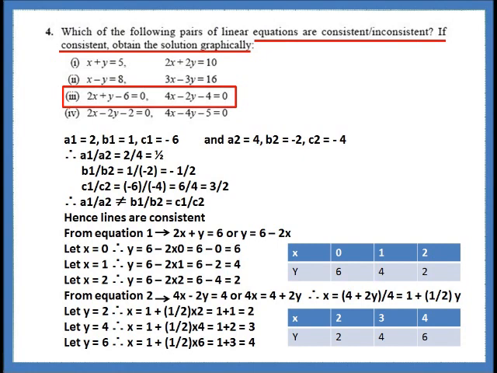Now arranging these three sets of values in a tabular form, we find that x is equal to 2 for y is equal to 2, x is equal to 3 for y is equal to 4 and x is equal to 4 for y is equal to 6.